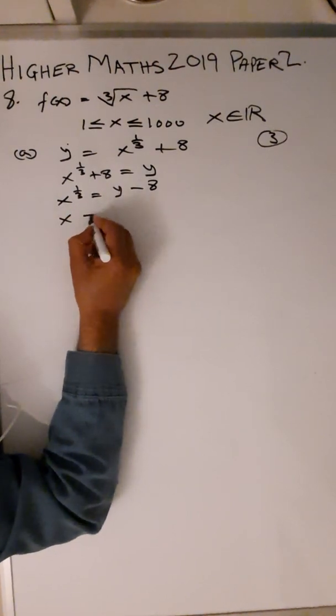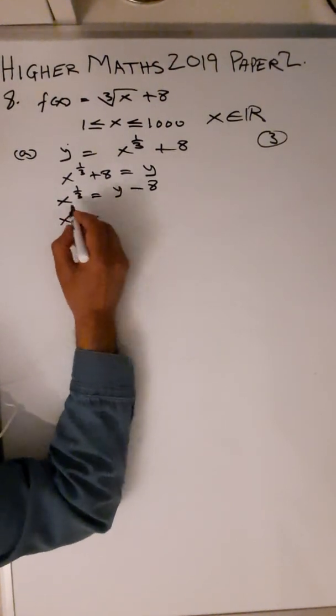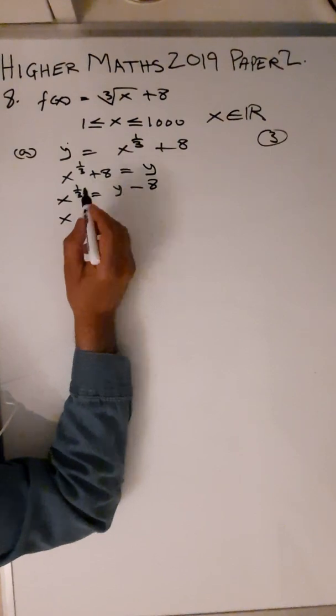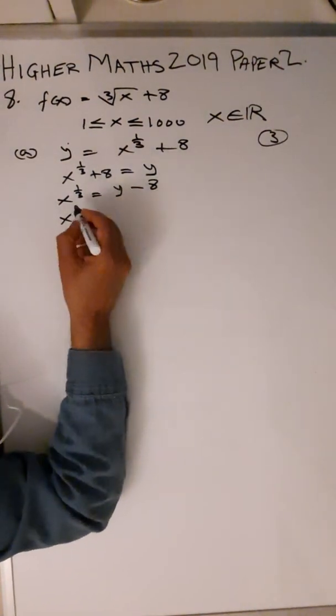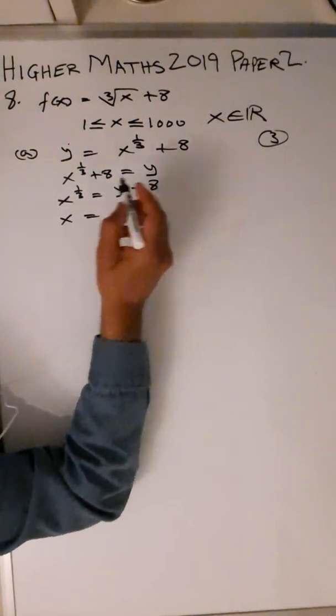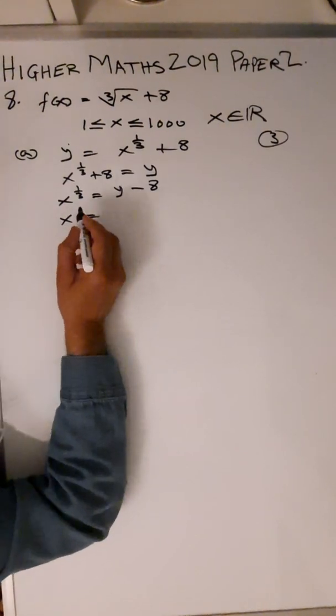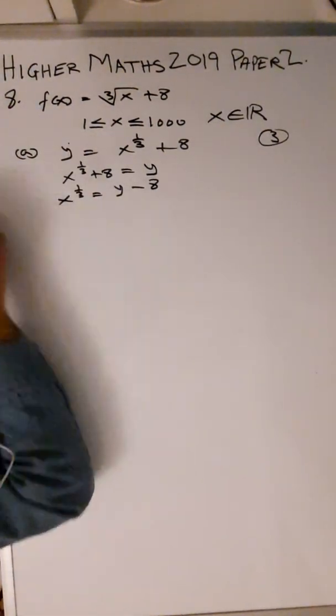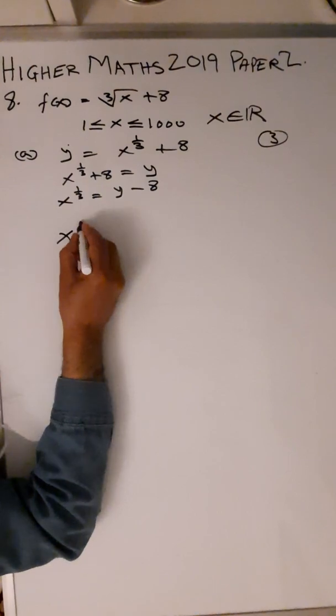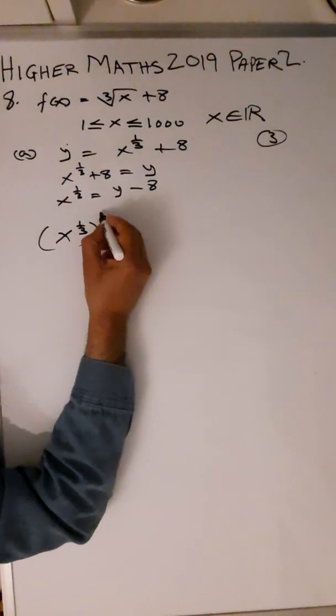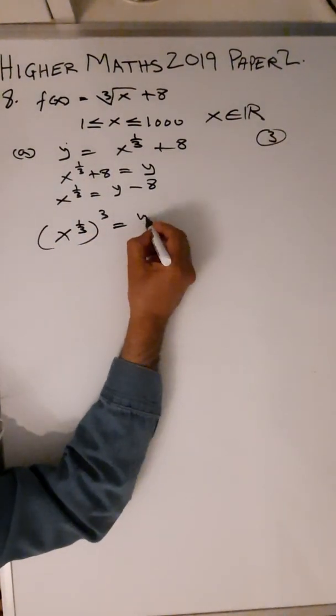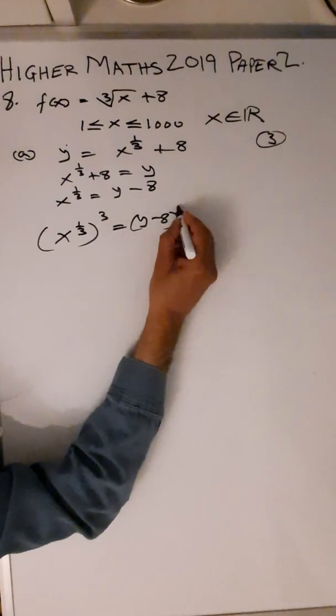So x would be, you need to cube both sides. To make this into an x, you need to cube it. So that means you need to cube the other side as well. So cubing this means x to the 1/3 all raised to the power of 3 is equal to y minus 8 all raised to the power of 3.